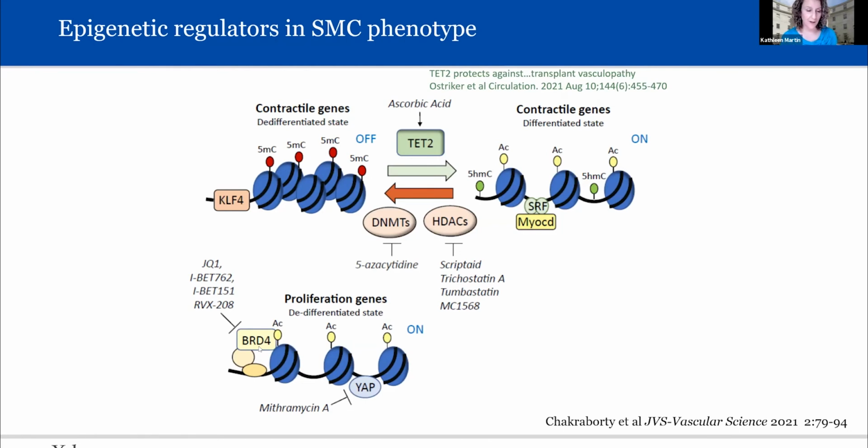These are a newer class of epigenetic regulators, but these proteins are called readers because they recognize histone modifications, including acetylation, and help promote the transcriptional activation of genes. And the protein BRD4 has been shown to drive proliferation genes in smooth muscle cells. And these various inhibitors of BRD4 have been shown to inhibit intimal hyperplasia in smooth muscle. So these epigenetic mechanisms are exciting new areas that are druggable.